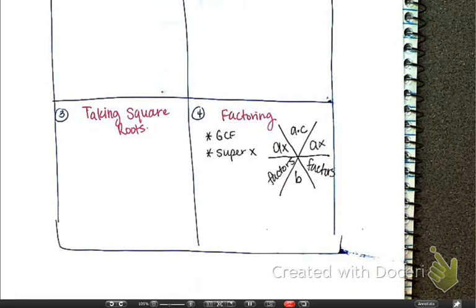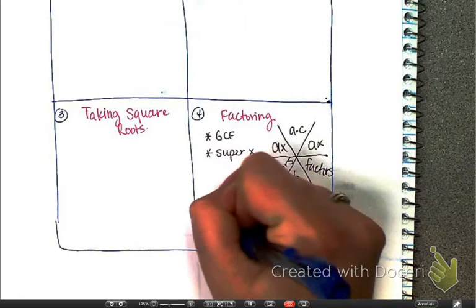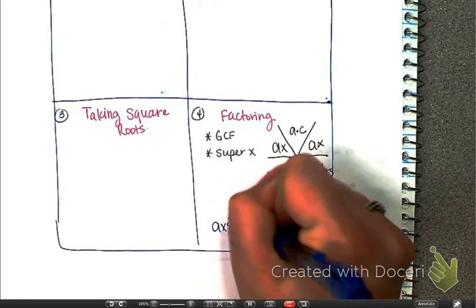Is there anything else that's important about factoring? You need an x squared, so A needs to be your highest exponent. Okay, so your highest exponent is a 2. Yep, it's a quadratic. What else? Think about the form of your equation. What does it have to be? Standard form. So ax squared plus bx plus c.